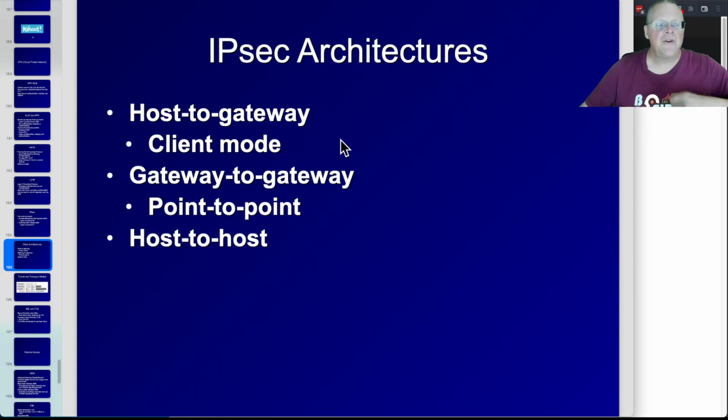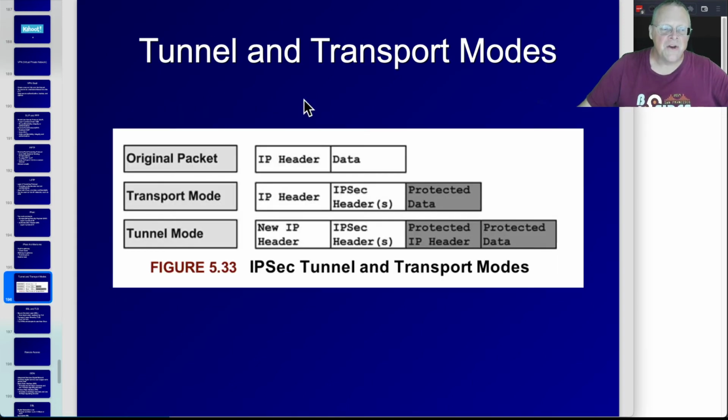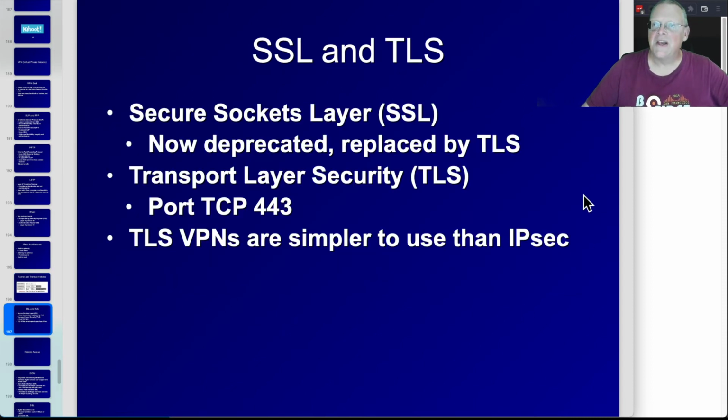IPsec can take your host to a gateway, or a gateway to a gateway for two locations of a company, or host to host. You can configure it various ways. It has transport mode, where you take the data but keep the old IP header, or tunnel mode, where you encapsulate the entire IP packet in another IP packet. In practice, there's not much difference, but both modes exist.